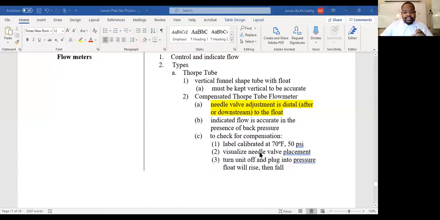What is another way to know? What if that's been etched out and you can barely see it, right? Another way to know if it's compensated is to visualize the needle valve placement. Of course, you can't do that because it's not clear, so we don't really know on that. But then the last way to know is to turn it all the way off and plug it into the wall, okay? When we plug it into that regulator on the wall, right? If the ball jumps up and falls down, that's compensated.